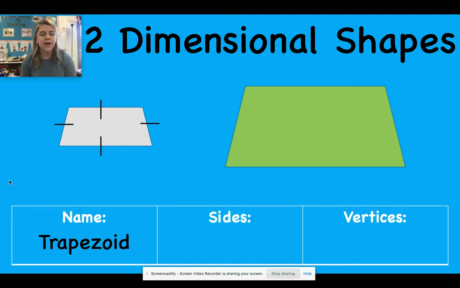Now, this one is a little bit harder to draw, okay? But we can do it. It's got a long side on the bottom, a shorter side on the top, and then 2 sides that are kind of angled upwards, okay? So let's draw a trapezoid.